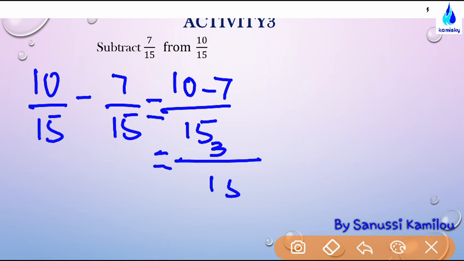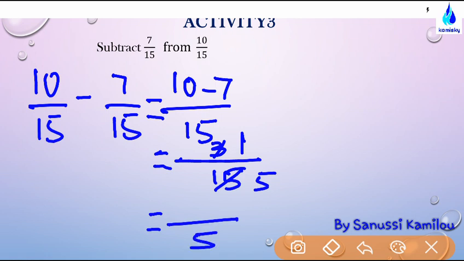Class, will you leave your answer like this? 3 over 15. Check it well. Is that the simplest form? If your answer is no, then what do we do? This is not the simplest form. So we can see that 3 can go into 15. Meaning we can divide the top by 3 and divide the bottom also by 3. Dividing the top by 3 will get us 1. Dividing the bottom by 3 will get us what? 5. So that will be our final answer. 1 out of 5.